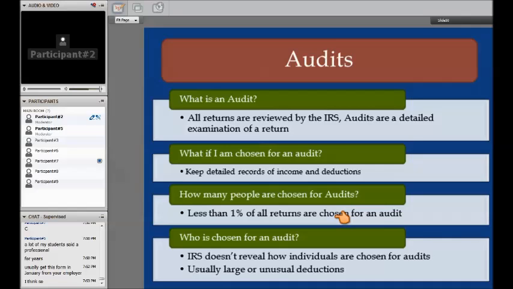How many people are chosen for audits? Less than 1% of all the returns. As much as people get uptight about it, it really seems like a small number of people that are chosen for returns. But when you look at how many returns there are, that is actually a pretty good amount of people. Okay, who is chosen for an audit? The IRS doesn't tell us that. It could be random. They could just randomly choose people. Or it could be because you had unusual or large deductions. And so that put up a red flag, and the IRS now wants to see proof of that. Okay? Give me a smiley if all that makes sense.